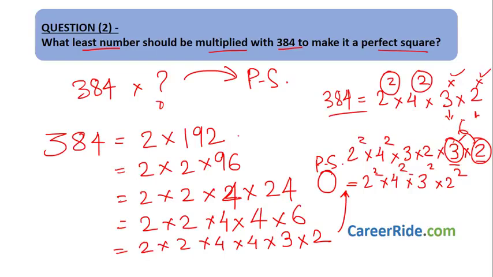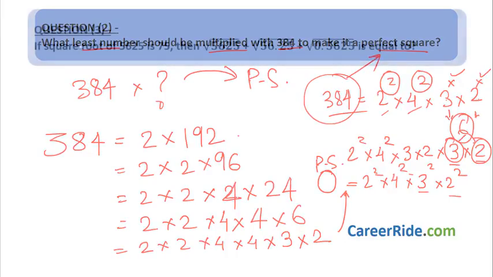So if we multiply 384 by 6, you will make it a perfect square. How do we get that 6? Because this 3 and this 2 are not in the square format like this 2 and 4; they are only single digits. So if we multiply by an extra 3 and an extra 2, we will get them into this format. So we have to multiply by an extra 3 and an extra 2, 3 twos are 6, so an extra 6. We have to multiply by 6, then we will get a perfect square.